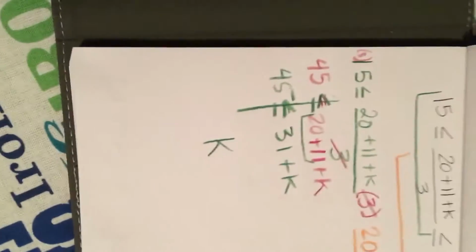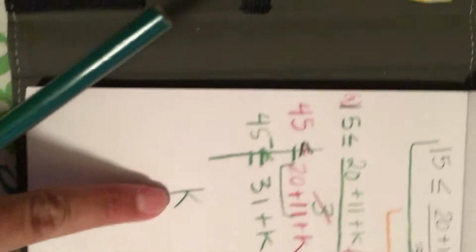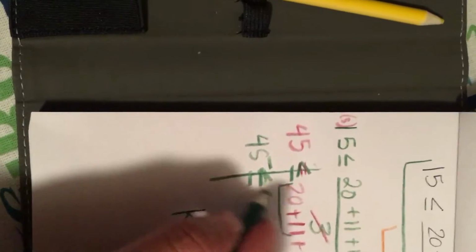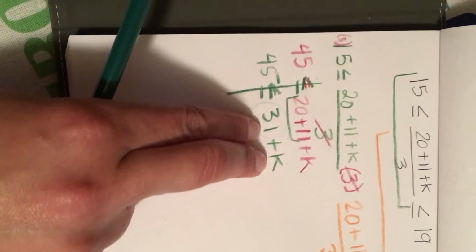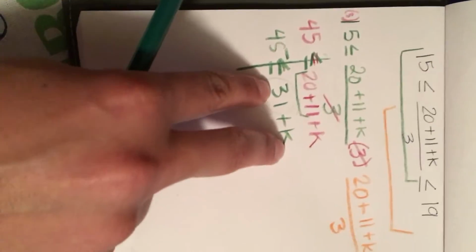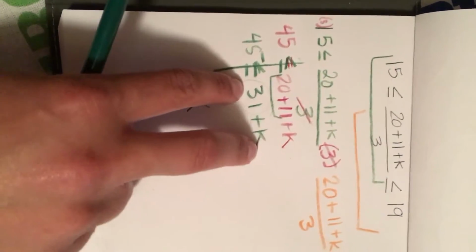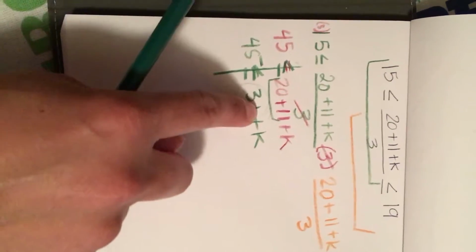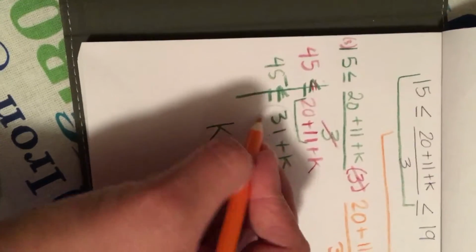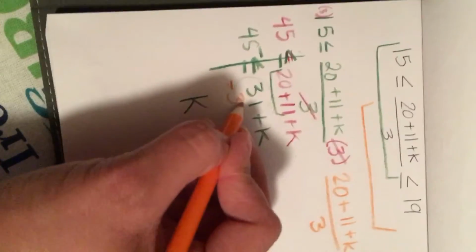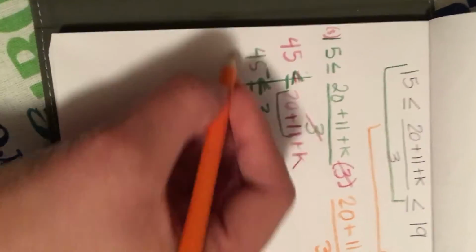Okay, now for k to be alone, which is what I want, I'm sorry, this is not equals, this is less than or equal to. For k to be by itself, I still have to get rid of the 31. Now the k and the 31 are not next to each other like on the other problems. There's a plus in between, so they're different terms. So to get rid of the 31, I either add or subtract. Here, there's no sign in front of it, so that means it's a positive. To get rid of it, I do minus.